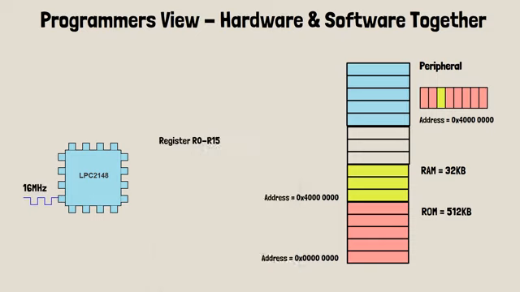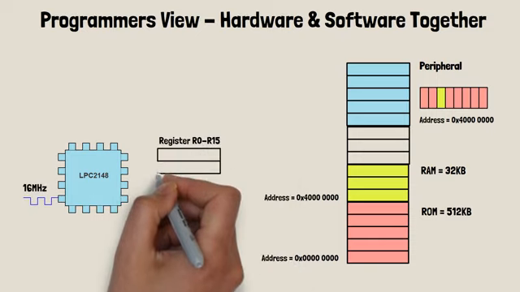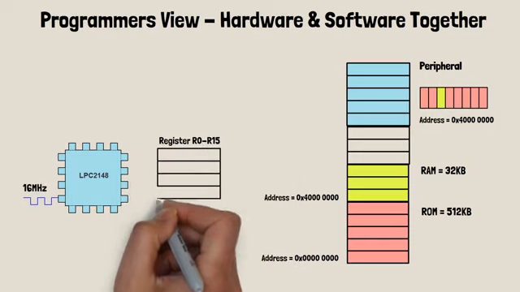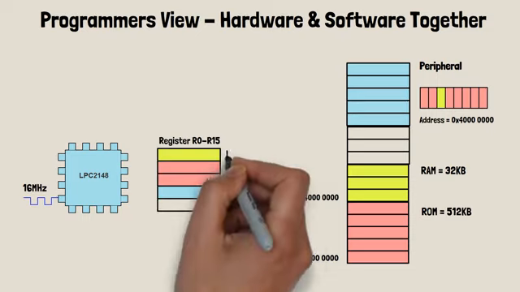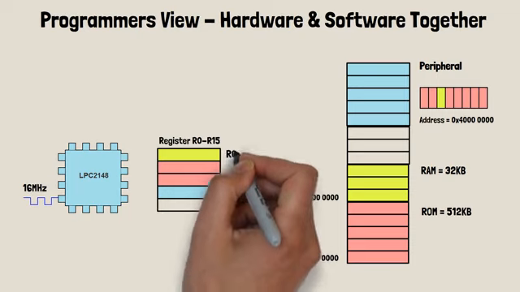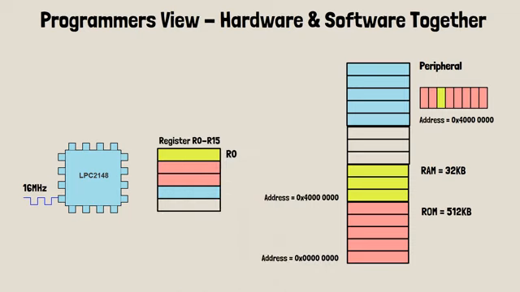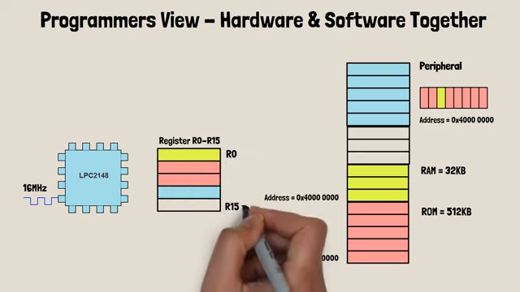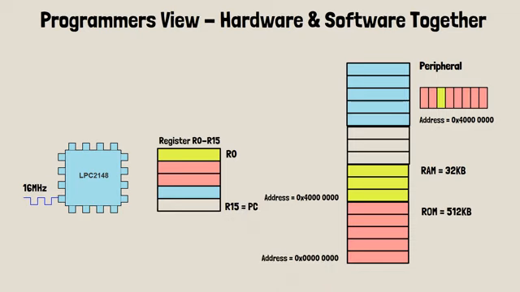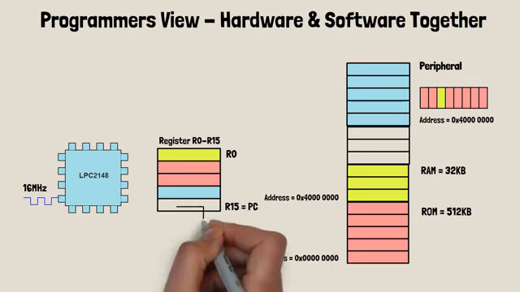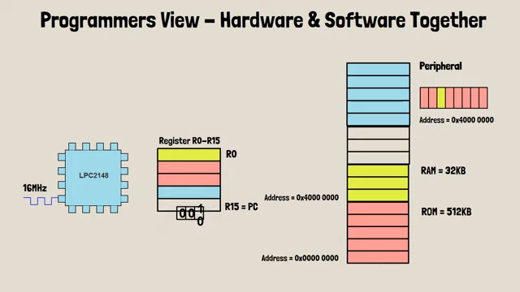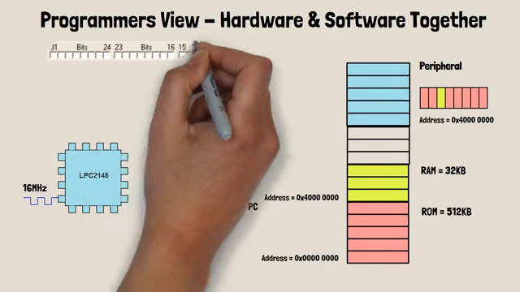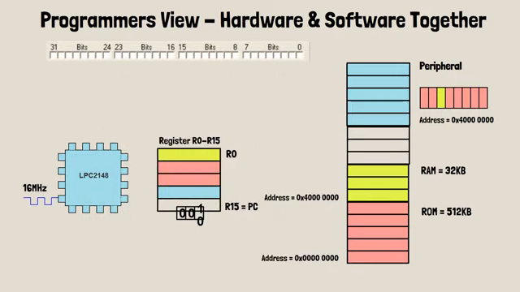ARM7 has 16 general-purpose registers, R0 to R15. One of these registers can be used to point to any memory address, while the other can be used to read or write data from that location. Register R15 is called program counter and stores the address of the next instruction. Program counter is only used to read program instructions. All registers are 32-bit wide and can access 4 GB of memory.